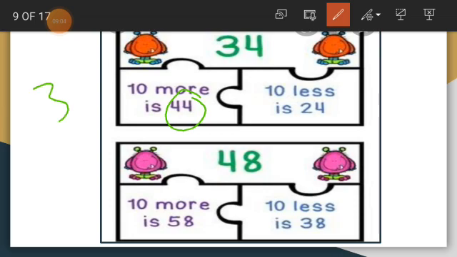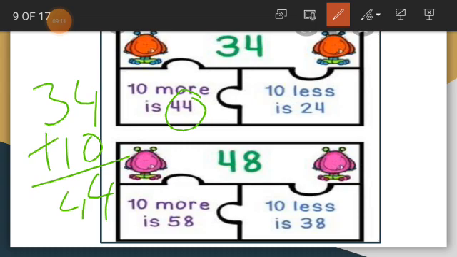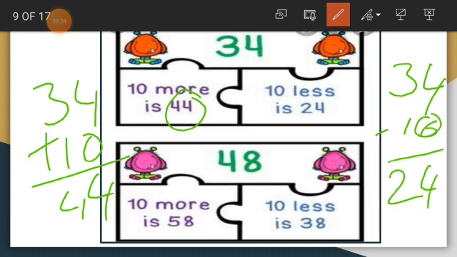See, look at here, 34. We are going to add the 10. What is the answer? That is 44. Yes. Now 10 less than 34 is, see, look at here, 34 minus 10. That is, yes, look at here, that is 24. Now 10 more than 34 is 44 and 10 less than 34 is 24.